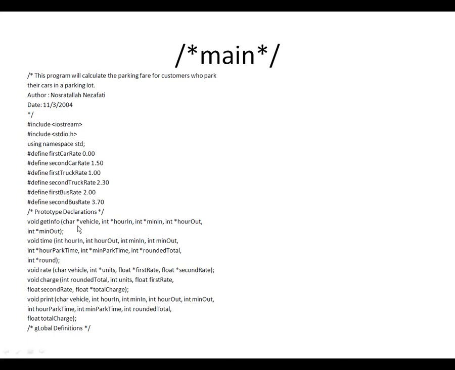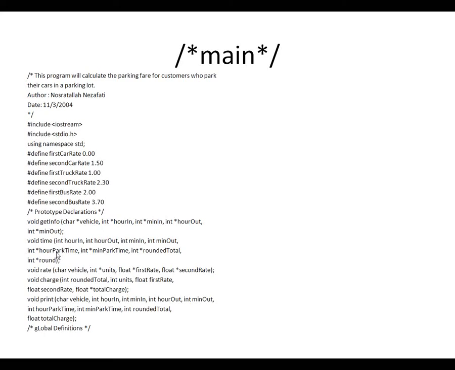In this example, I'm passing variables using pass by address or pass by reference. That's why on get info we're going to have 5 variables. The first one is vehicle. I put an asterisk in front of the vehicle of type char. This is passing the address of the vehicle variable to the routine, so we can change, if we have to, the variable down there in the routine. Next are hour in, minute in, hour out, and minute out.